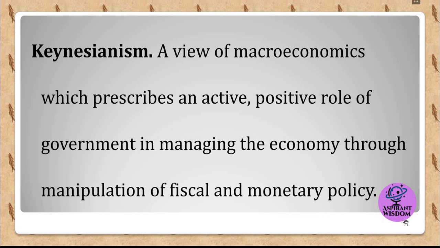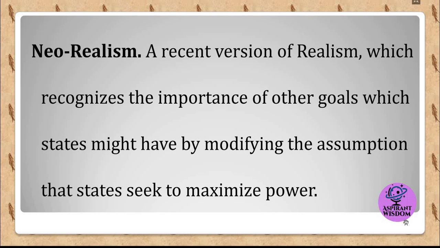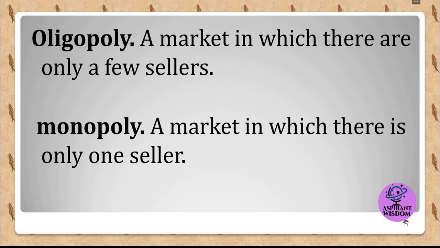Keynesianism. A view of macroeconomics which prescribes an active, positive role of government in managing the economy through manipulation of fiscal and monetary policy. Neorealism. A recent version of realism, which recognizes the importance of other goals which states might have by modifying the assumption that states seek to maximize power. Oligopoly. A market in which there are only a few sellers. Monopoly. A market in which there is only one seller.